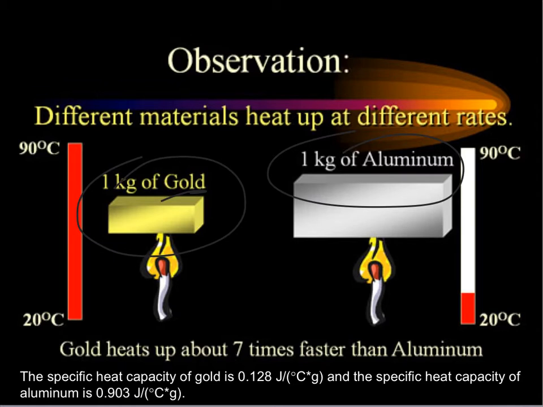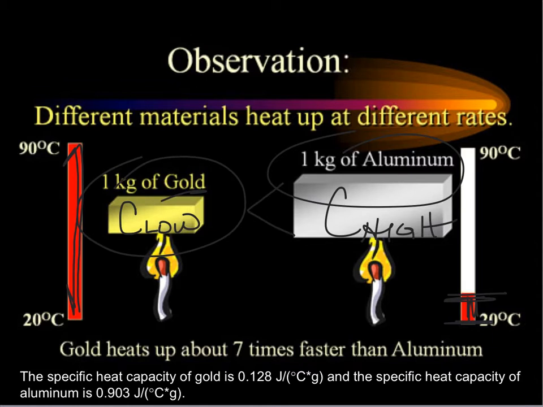I'm hoping you have made the correlation that if a substance is very sensitive to temperature changes, that means its heat capacity is low. And if a substance is not very sensitive, the temperature does not change very much as it's heated, that means the heat capacity is high. So we would expect the specific heat capacity of aluminum to be quite a bit higher than the specific heat capacity of gold.